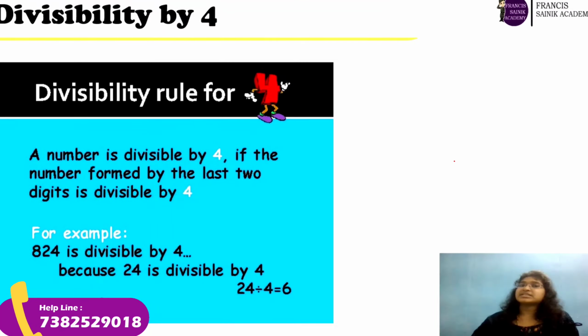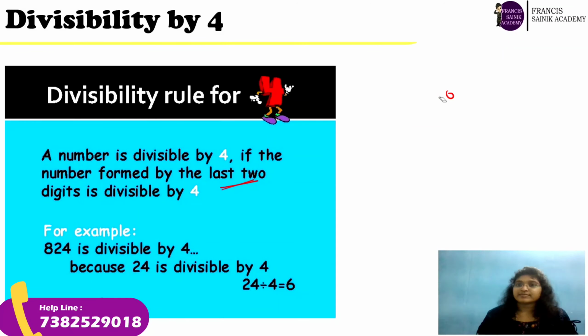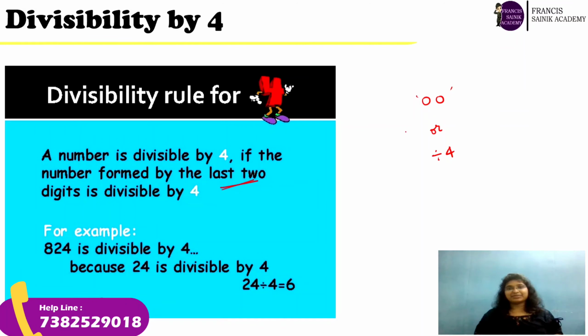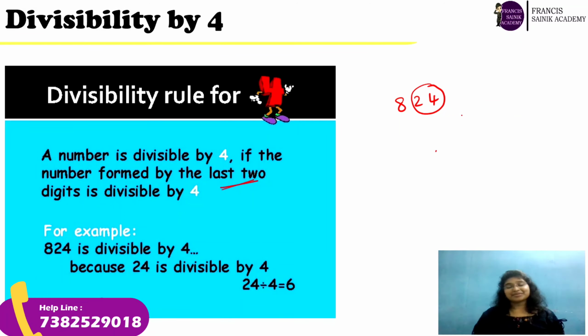Okay. What is the divisibility rule for 4? In this case, we have to observe the last 2 digits. If the last 2 digits are zeros or if the last 2 digits are divisible by 4, then the entire number is divisible by 4. So, let us have an example now. See here, it is 824. What are the last 2 digits here? 24. Yes, 4 into 6 is 24. So, 824 is divisible by 4.